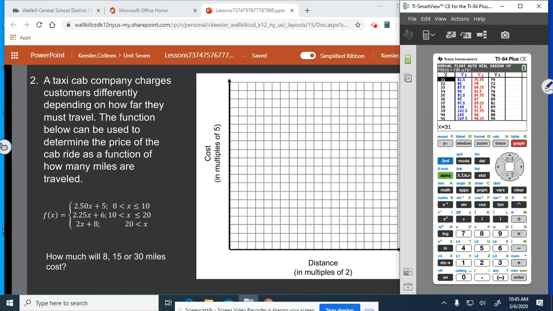So then we can pull up our table and we'll have three sets of values. We can go back to second and window to start at 0 instead of scrolling up. And again, we'll see our y-intercepts. There's 0, 5, 6, and 8, which are the initial fees.